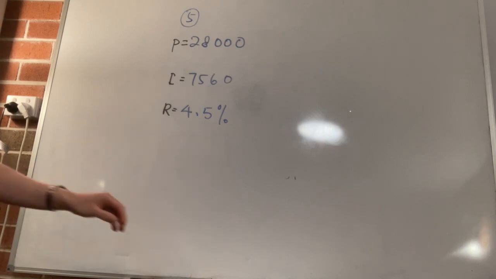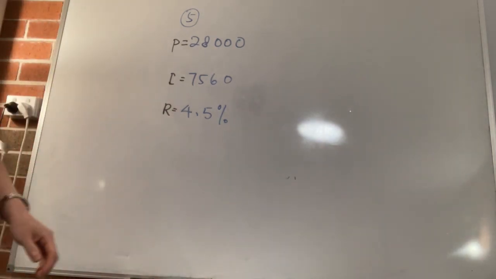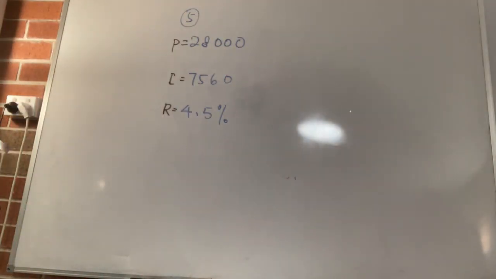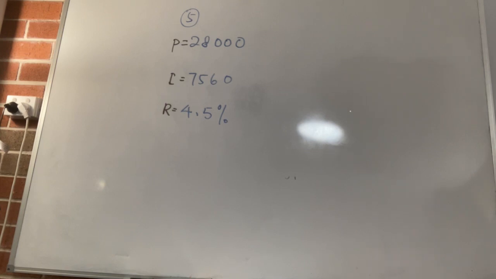I got 6. It's 60. Okay. So you have 28,000. I times it by 4.5%. Yes. And then I got that answer, and then I just did 7,560 to calculate. What did you get, Kushi? I'm not done yet. You are not done yet. Okay, let's see.